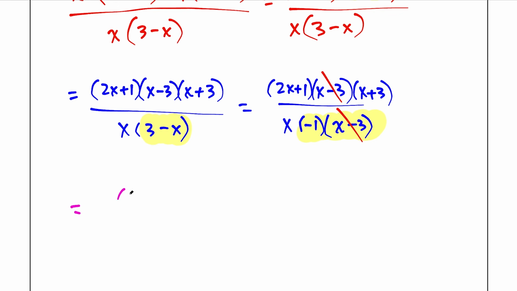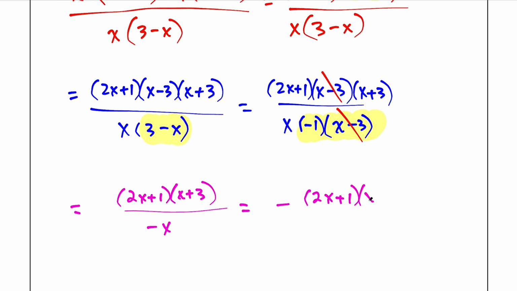We're going to be left with, on top, we have 2x plus 1 times x plus 3. And then on bottom, we have negative 1 times x, which is negative x. So we could write our answer like this, but just know we could also move that negative in front of the fraction like this. We could say negative, and then we have 2x plus 1 times x plus 3, and we're dividing by just x like this.